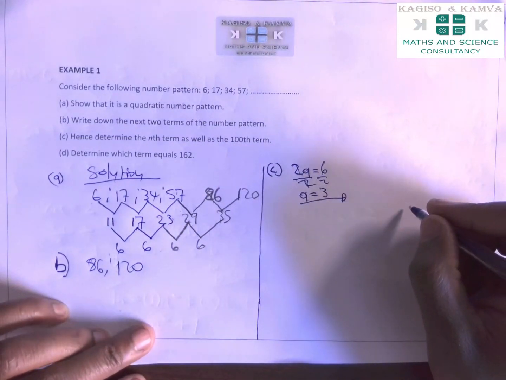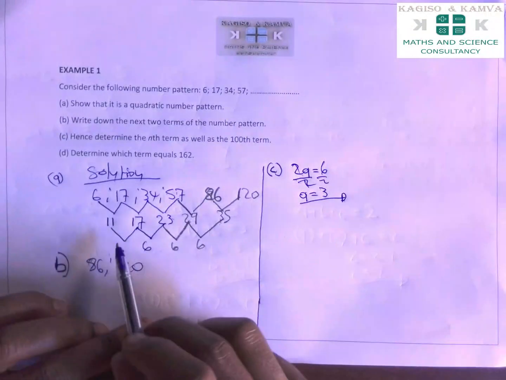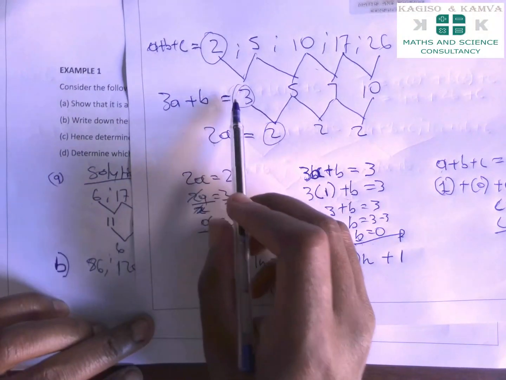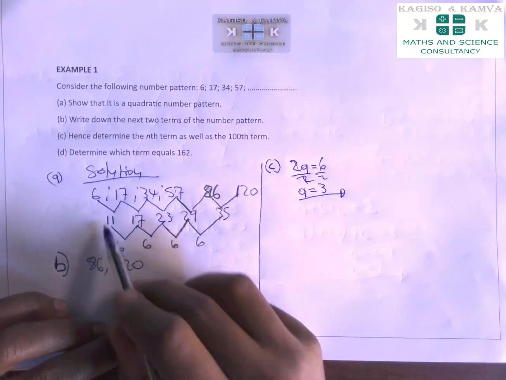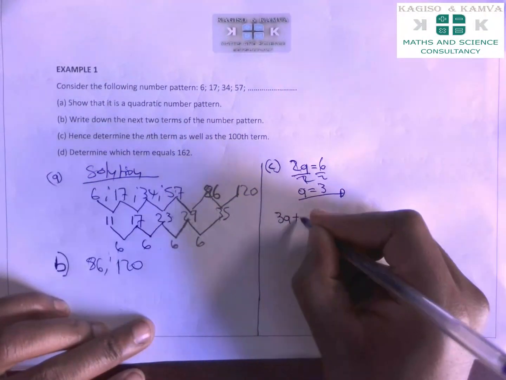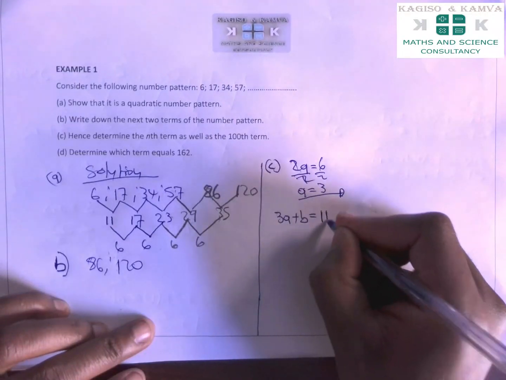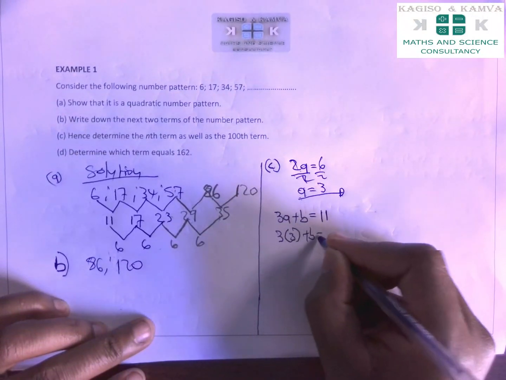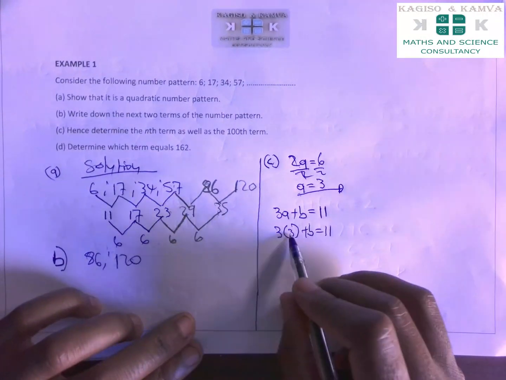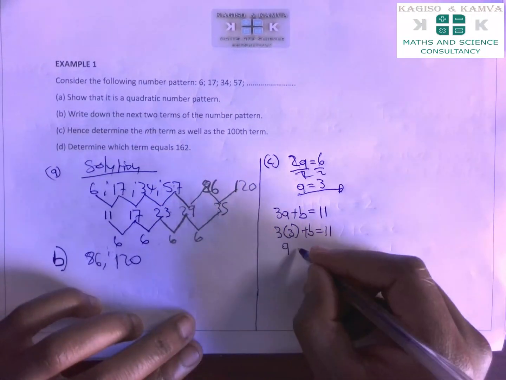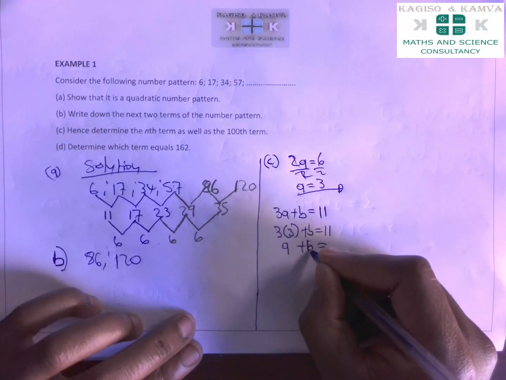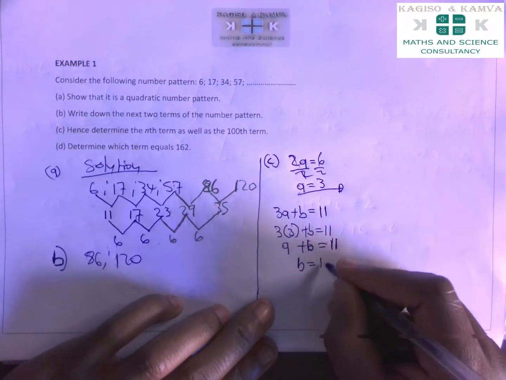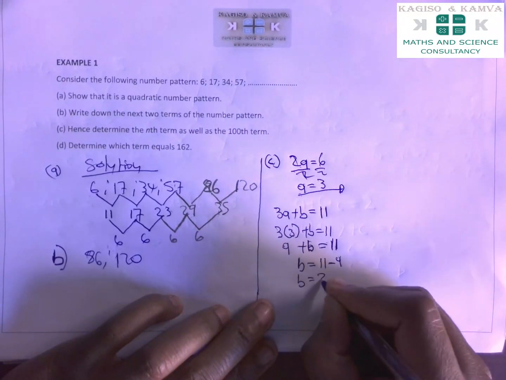We also know that from this equation, 3a plus b is equal to 11. But we just got a here. 3 into 3 plus b is equal to 11. So this is going to give us 9. And you say 9 plus b is equal to 11. We transpose 9. B is equal to 11 minus 9. B is equal to 2.